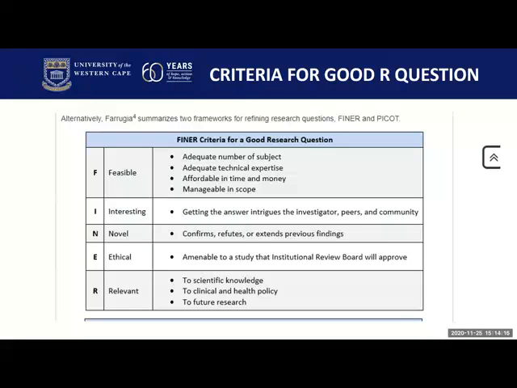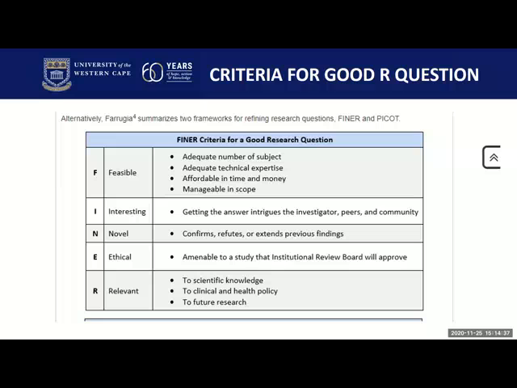Someone has developed, it's called Ferrugia, developed 2 frameworks for refining research questions. You know the PICO one, and I've referred to the PICO one earlier on. But someone has refined one called the FINER criteria for a good research question. What must be in a good research question? What are the criteria for a good research question?